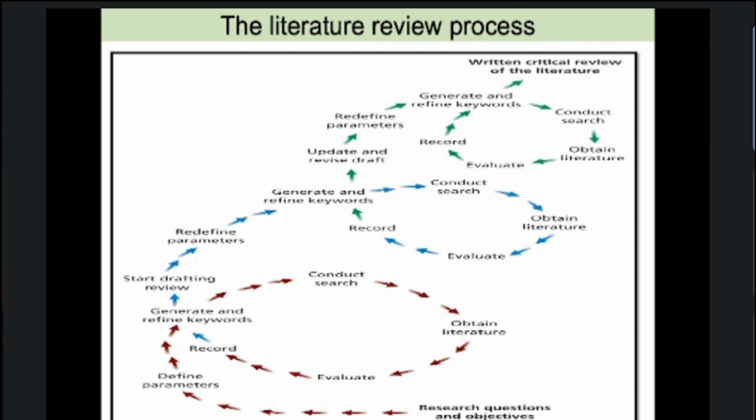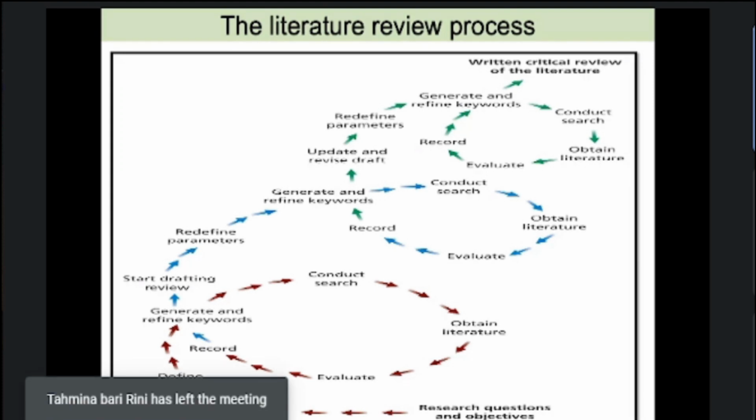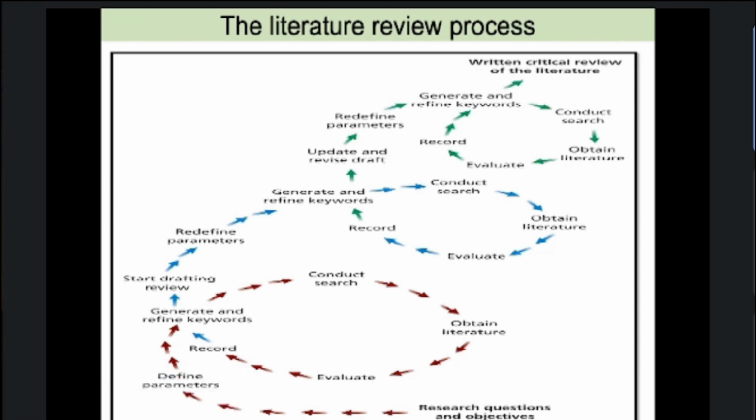From there you generate keywords, then you type them in Google even, search for papers, obtain literature, evaluate it, and then record it. Evaluating means you are reading, reviewing, and getting exactly what you need. You are trying to understand how the research was done, what theories were used, what methodology was adopted, what data was used, and what analysis method was used. Then you record it, and finally you do the drafting. That's what I recommend: if you read one paper, you start drafting already. So I do have a certain template that I also propose.